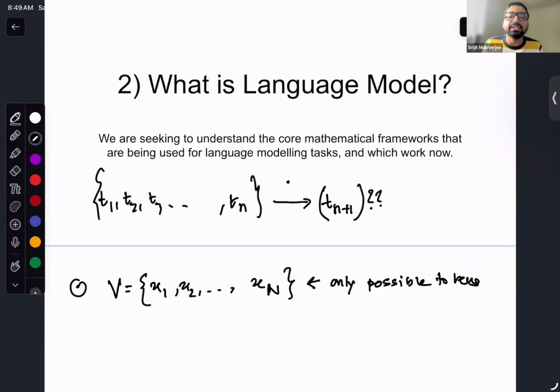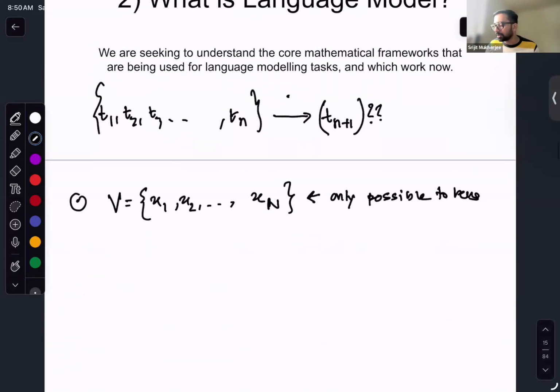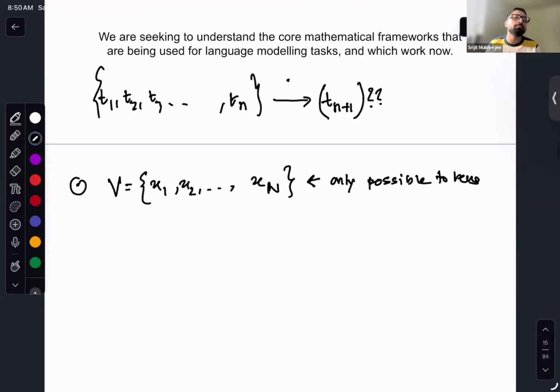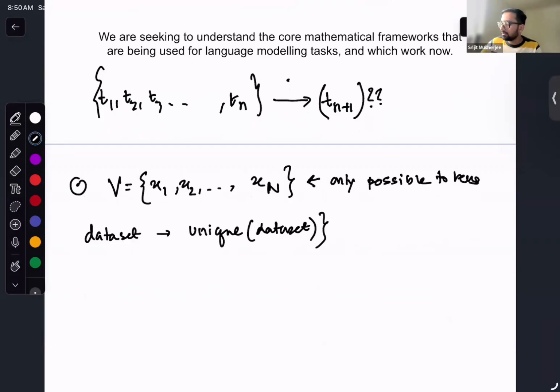Let's say you're doing it for Chinese language modeling, or let's say you want to do it for Arabic. So that's the basic first step: define the tokens, all the possible tokens. So essentially, how do you do it? It's simple. Algorithmically, you take the entire data set and then you do unique. You take the unique of the data set. What are the unique tokens? And that gives you the vocabulary.